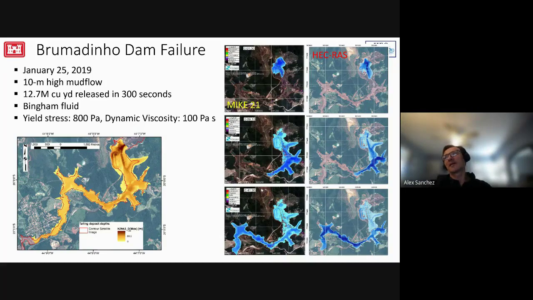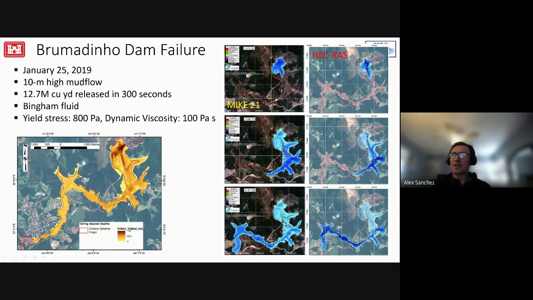So a pretty crazy event. It was modeled as a Bingham fluid within RAS with a yield stress of 800 pascals and viscosity of 100 pascal-seconds. So if you're not familiar with those numbers, those are pretty big numbers. It was a pretty viscous event with a high yield stress.